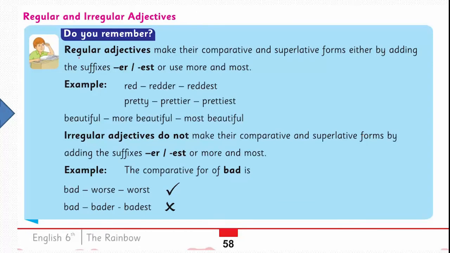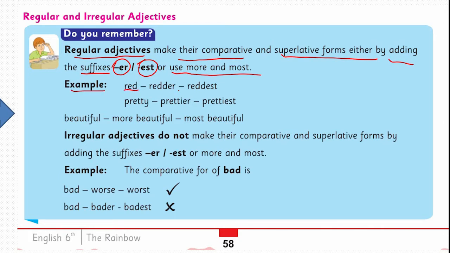So here, the regular adjectives make their comparative and superlative forms either by adding the suffix er and est, or by using more and most. A suffix is two letters or one syllable that, when we add it to a word, changes its meaning. For example, red, redder, reddest; pretty, prettier, prettiest; beautiful, more beautiful and most beautiful.